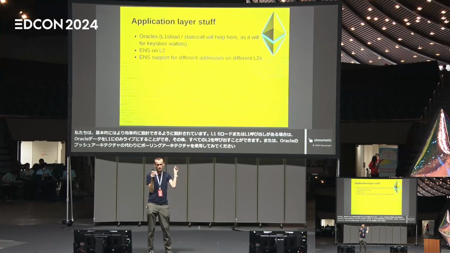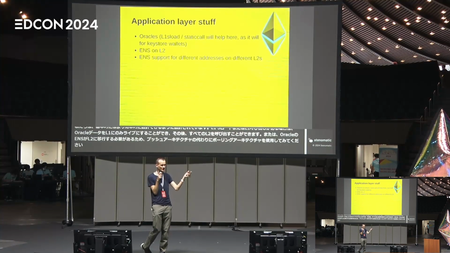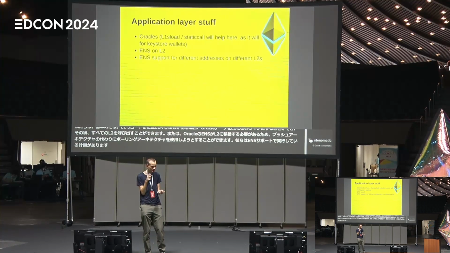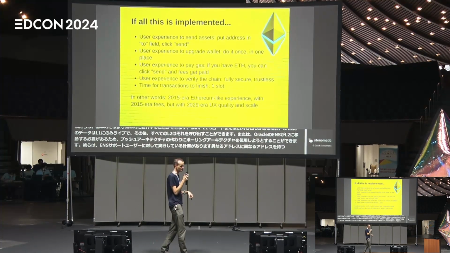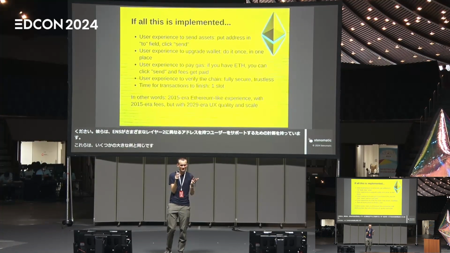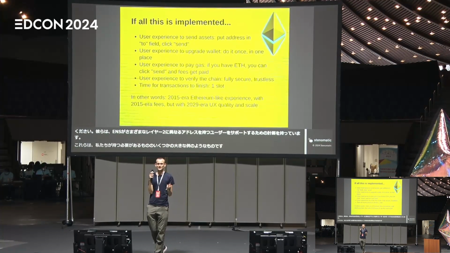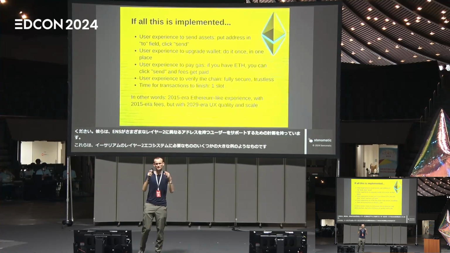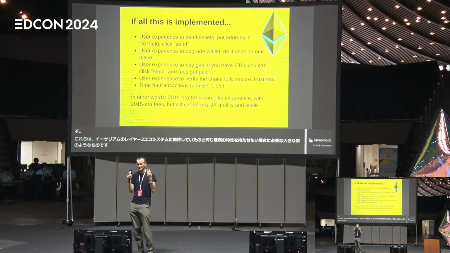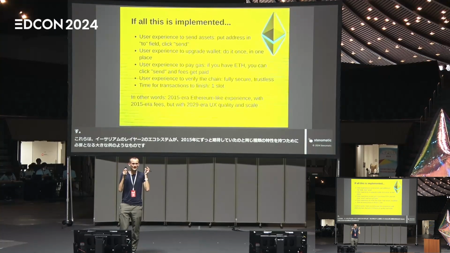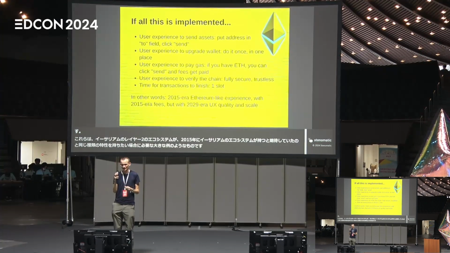ENS needs to move to L2. They have plans for that. They're executing on them. ENS supporting users having different addresses on different layer 2s. So these are just some of the big examples, right, of things that we need to have if we want the Ethereum layer 2 ecosystem to have the same kinds of properties that we have been expecting the Ethereum ecosystem to have all along, even back in 2015, when all that existed was layer 1, right?